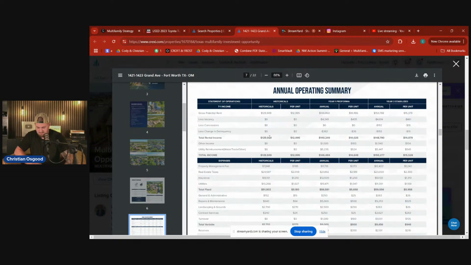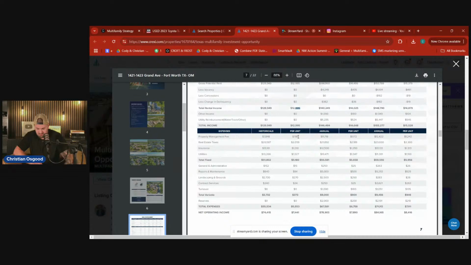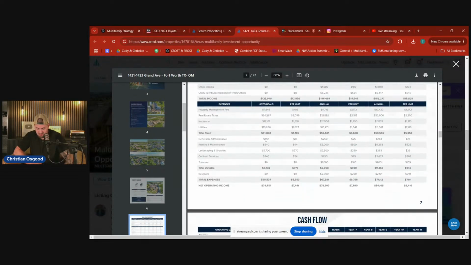Current rental income per unit. Okay, so they're renting a little over $1,000 a unit is what they're saying right now. This is an annual income, so they're renting for about 1,100 per unit, assuming they're fully occupied. Management fee, real estate taxes. That will go up after you purchase, by the way. Insurance, that'll go up too. Utilities.